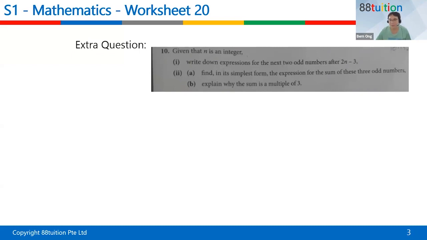Yeah, Jethro, I was just telling you, we are doing some questions about number pattern. Your classmate asked this question. I think it's good to share with you guys. After the number pattern question, we'll go into the worksheet 20.